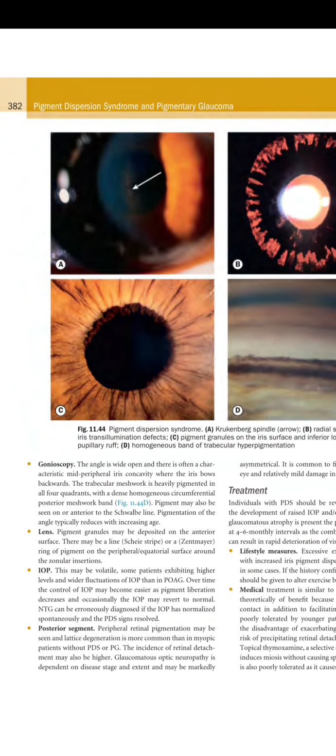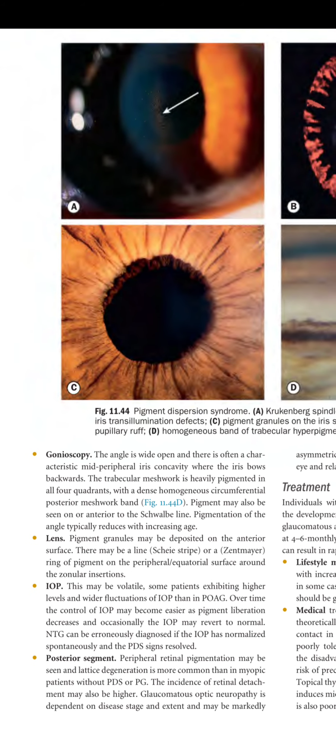So what is the gonioscopy? The angle is wide open and there is often a characteristic mid-peripheral iris concavity where the iris bows backward. So the iris is a little bit concave, with posterior bowing. The trabecular meshwork is heavily pigmented in all four quadrants, with a dense homogeneous circumferential posterior meshwork band. Pigment may also be seen on or anterior to the Schwalbe line, which is known as the Sampaolesi line. Pigmentation of the angle typically reduces with increasing age.